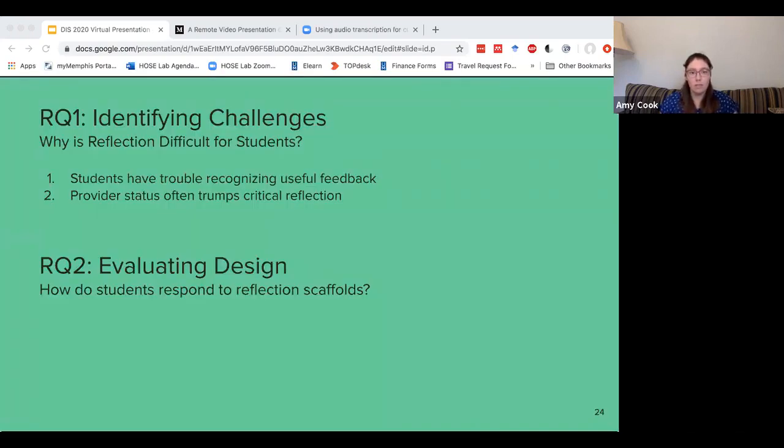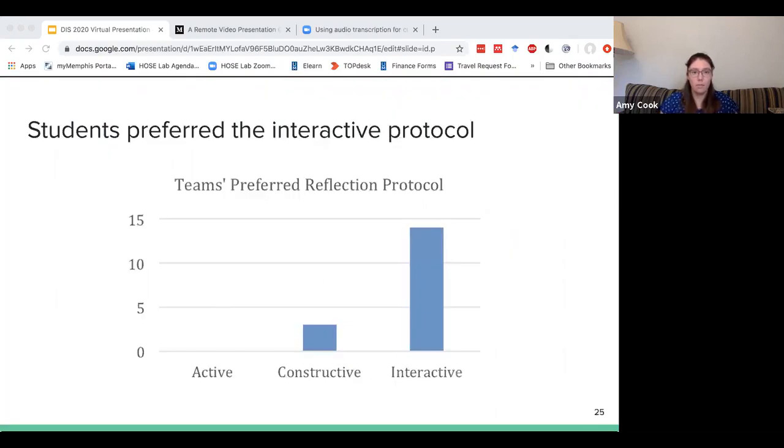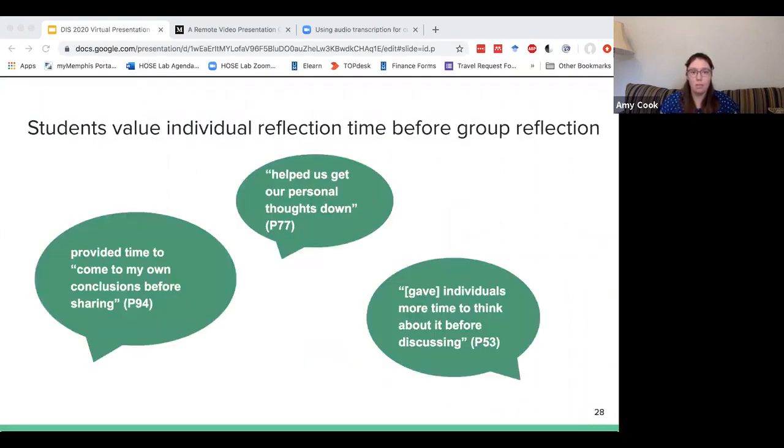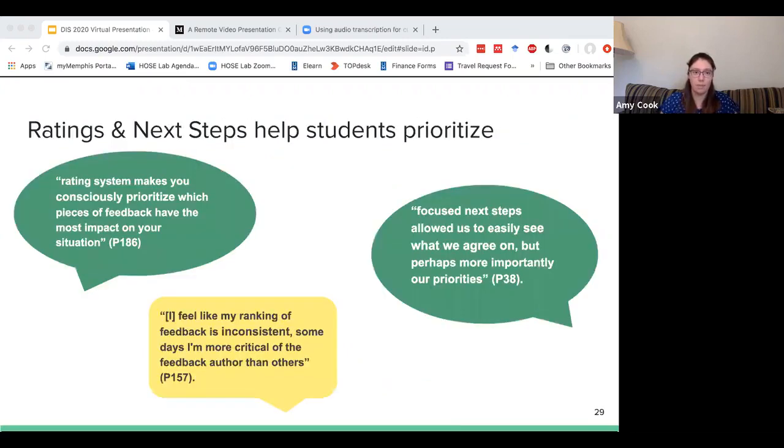We also wanted to evaluate the reflection protocols that we designed. So we noticed that students preferred the interactive protocol, and in fact, no teams chose the active protocol, even though just reading the feedback and talking about it is what they would have normally done without a researcher intervention. We also found that students valued time to reflect individually before the group discussion began. That wasn't something that they normally would have given themselves, and they really appreciated that.